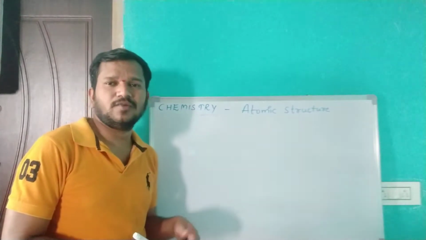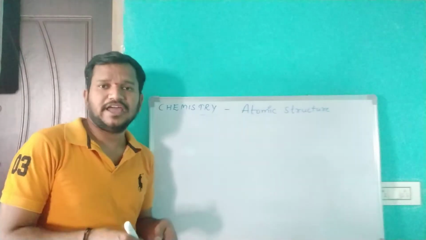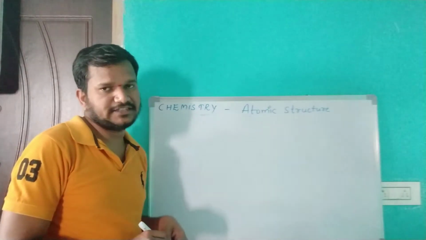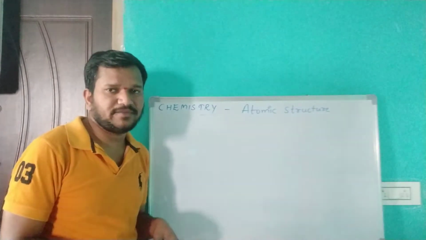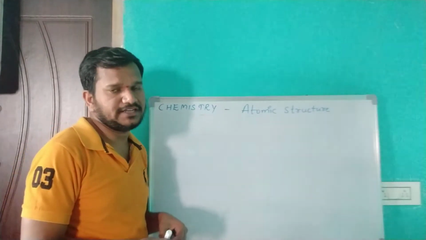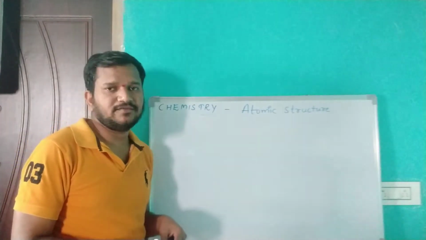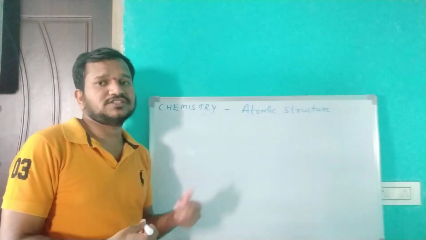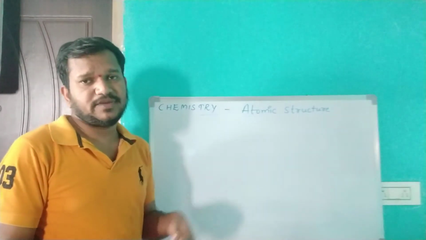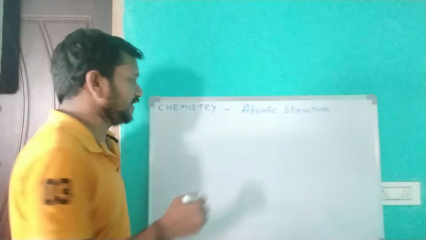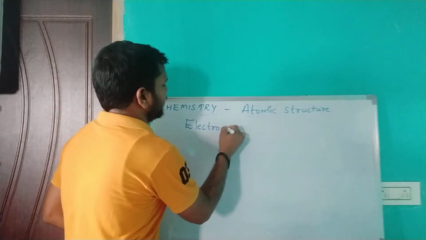Bohr's atomic model of an atom is an improvement of the Rutherford atomic model. The fourth atomic model is the Sommerfeld atomic model, and the fifth atomic model is the wave mechanical model of an atom, or quantum mechanics. Before going to study these five atomic models, we need to know what is meant by electromagnetic wave.